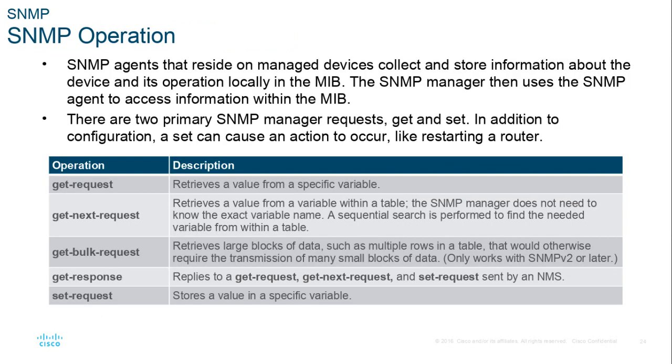The agents reside on our managed devices, like routers and switches. They collect and store information, kind of like the same information you can see if you type show IP interface brief or show interfaces. Then the manager uses the agent code to access information within that management information base, and it will periodically send it to the workstation when requested, or if a trap event occurs, it will send it out right away. So a get command is just get information. A set request is to actually change configuration. That's kind of dangerous if you don't know what you're doing or you're an unauthorized user. You could mess up the configuration of a router or switch.